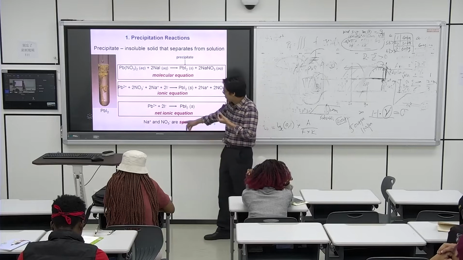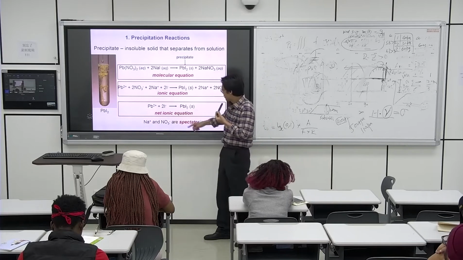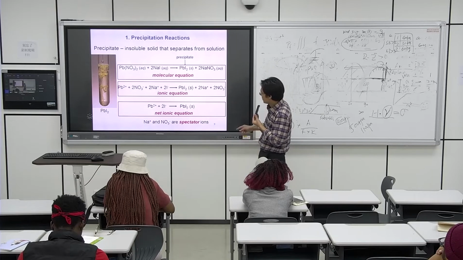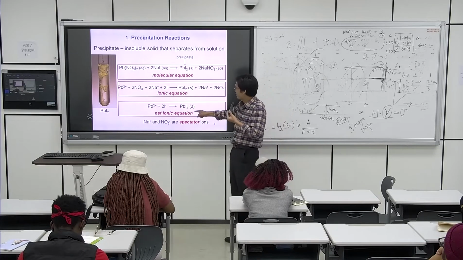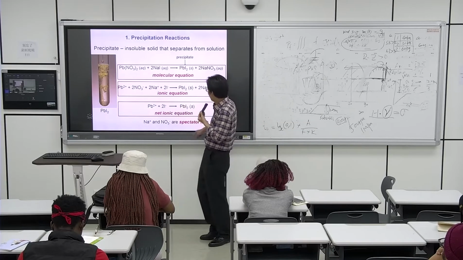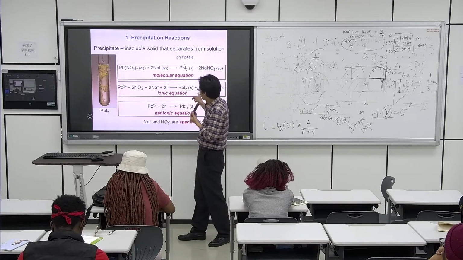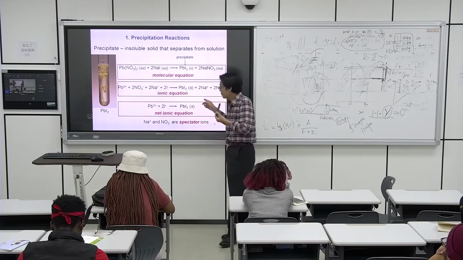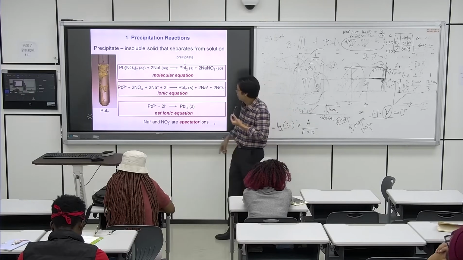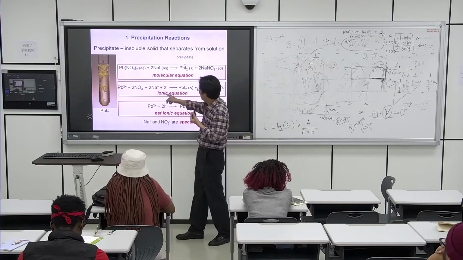And we can also use the net ionic equation. This means we just remove the ions that don't take part in the reaction. For example, on these two sides, there are sodium ions, right?